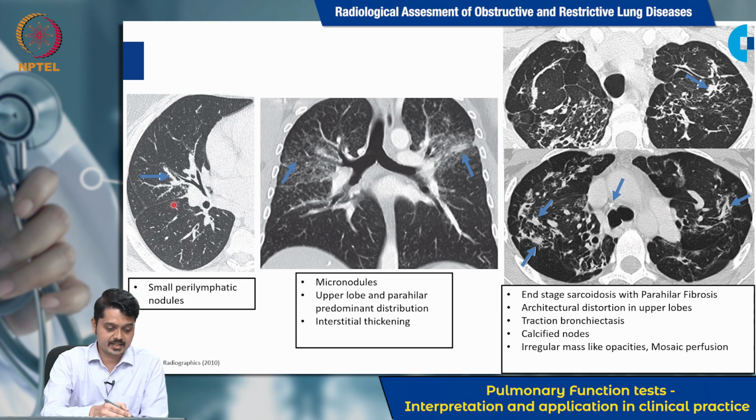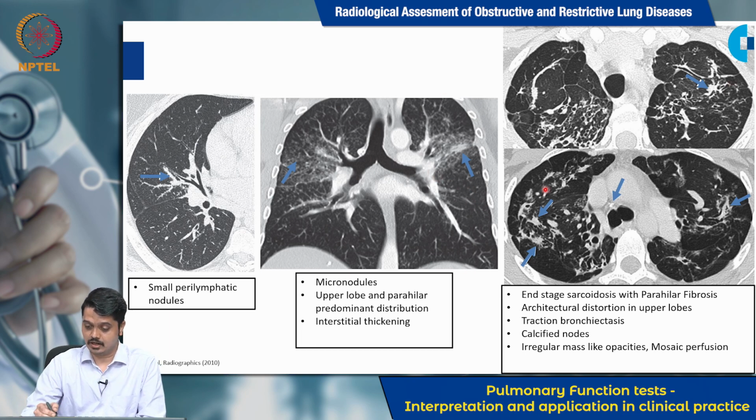This is a CT scan axial section showing the characteristic perilymphatic nodules. This is nodular thickening of the bronchovascular interstitium due to the accumulation of the perilymphatic nodules. This is a coronal reformatted CT showing findings predominantly in the upper and mid lung zone and no findings in the lower lung zone. And also the findings are predominantly seen in the parahilar region, that is the central region, rather than the periphery of the lungs.